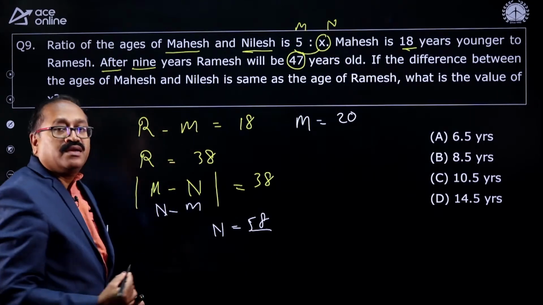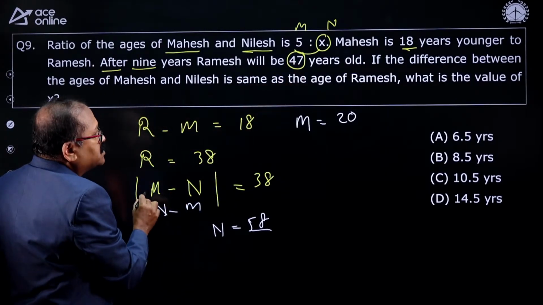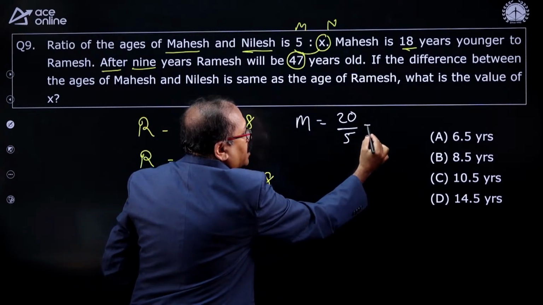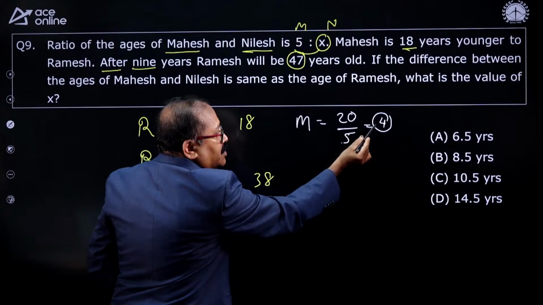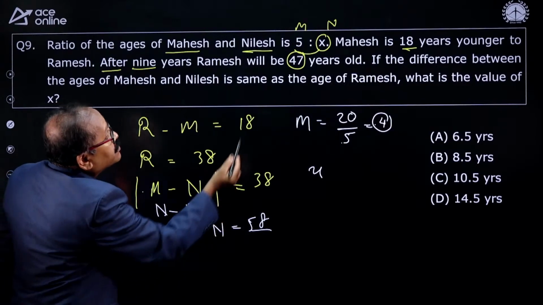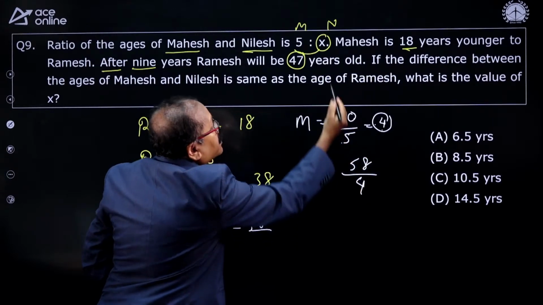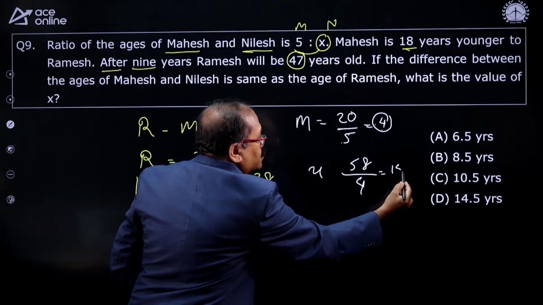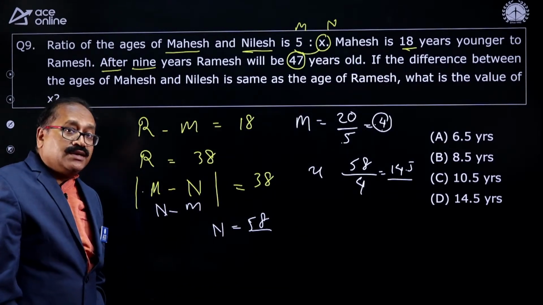And from here, what am I expected to do? I know that this 5 represents how many years? That is the age of M, that's 20 years. That means what is the divisor? Divide by 5, you are getting 4. So in order to get the 5, you need to divide 20 by 4. So in order to get the value of x, what you have to do? You have to divide N, 58, by 4. So you will get the x value. And what is that? 4, 1, 4 and 4, 4, 16 and 4, 5, 20. So 14.5, option choice D.